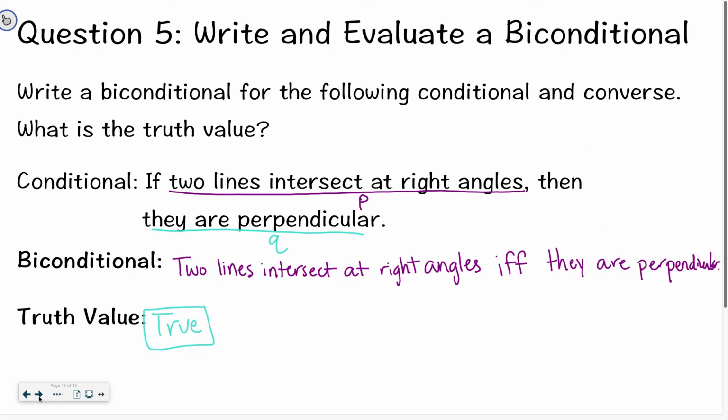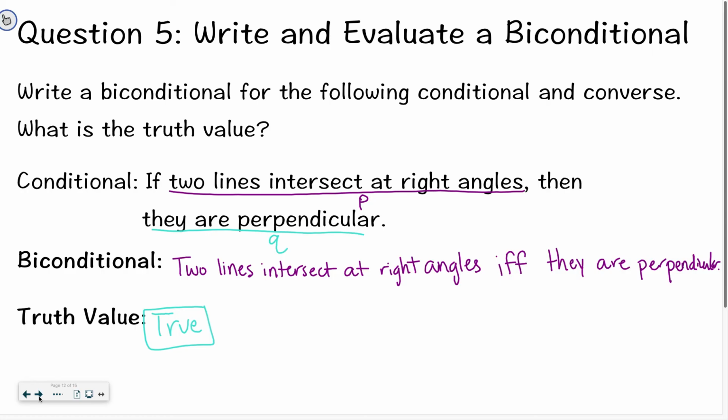All right, I forgot to put a screen shade on this one too. Since this video is already getting long, let's just talk through this question. If I asked you to write a biconditional for the following conditional and converse and figure out the truth value, if we look at the conditional statement, I underline everything that's after if, that becomes my P statement. Everything after then becomes my Q statement.